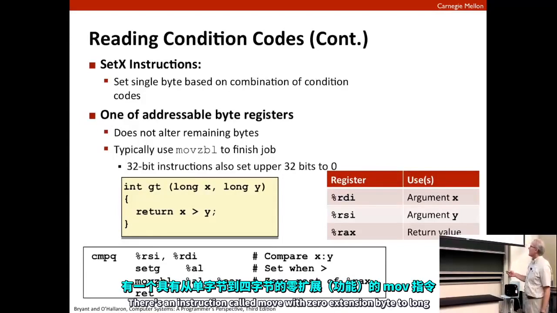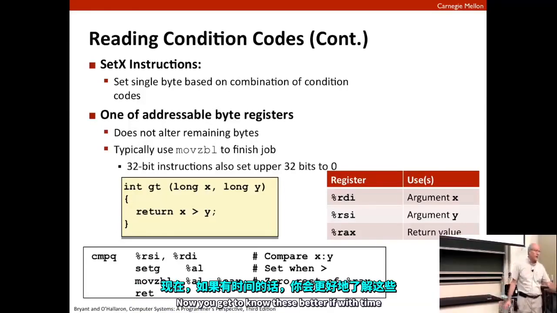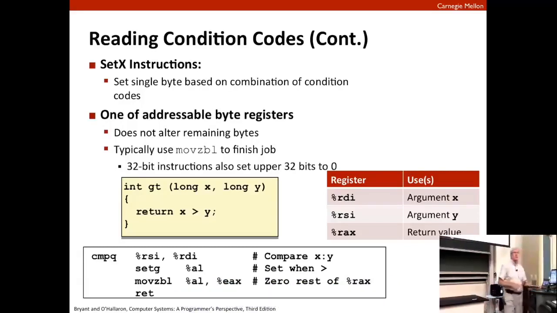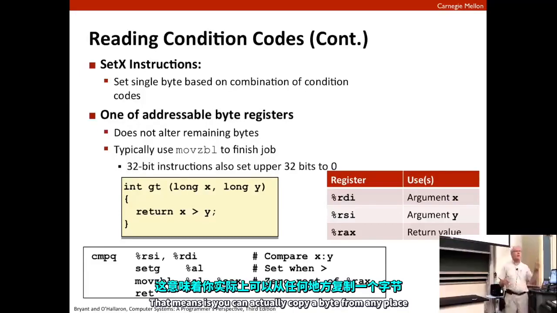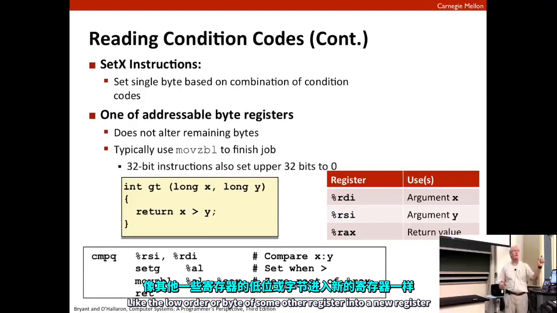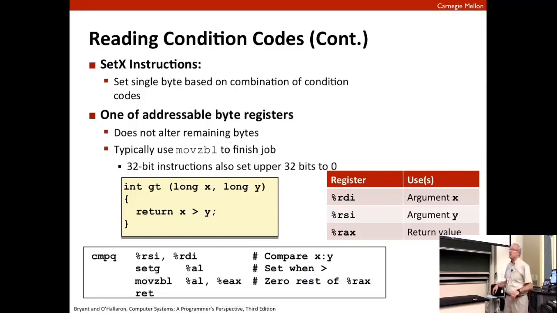There's an instruction called move with 0 extension byte to long. Yeah, you get to know these better with time. What that means is you can actually copy a byte from any place, like the low order byte of some other register, into a new register, and you'll put zeros to the left of it. That's what they mean by 0 extension.